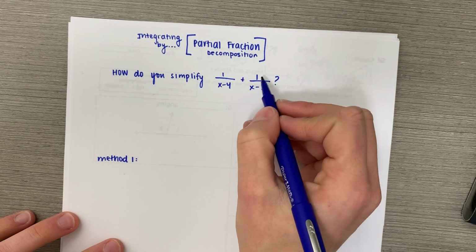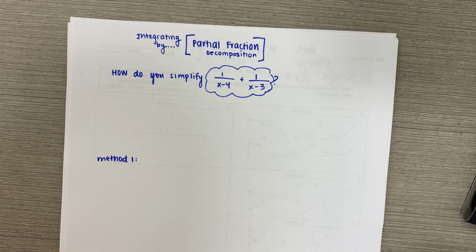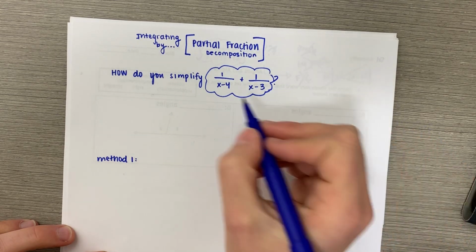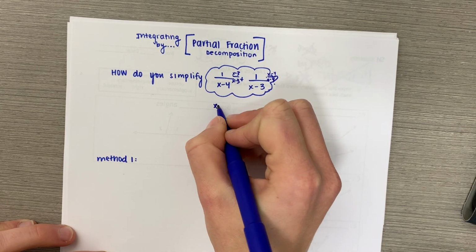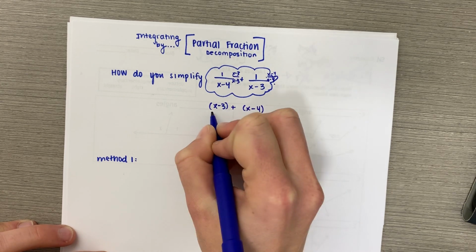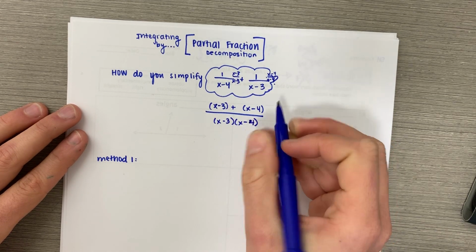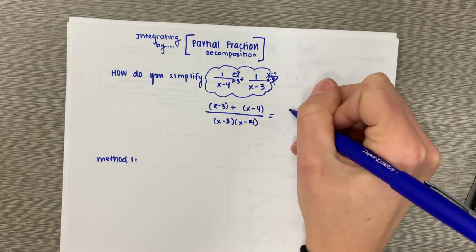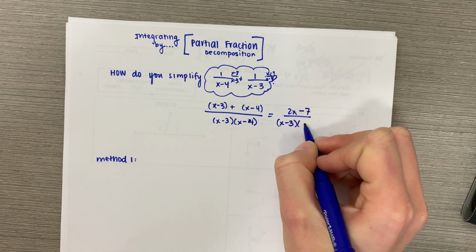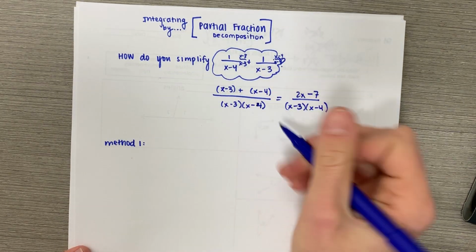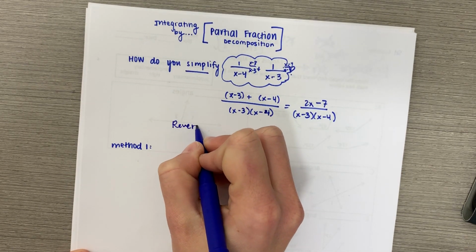Just a quick aside, if I were to ask you to simplify 1 over x minus 4 plus 1 over x minus 3, the answer I would hear from you is common denominator. And so we do that by multiplying this by x minus 3 over x minus 3 and x minus 4 over x minus 4. So we have x minus 3 plus x minus 4 all over x minus 3 times x minus 4, which we can simplify to 2x minus 3 minus 4, which is minus 7, over x minus 3 times x minus 4. So that is simplifying two separate fractions. Partial fractions is sort of reversing the process.